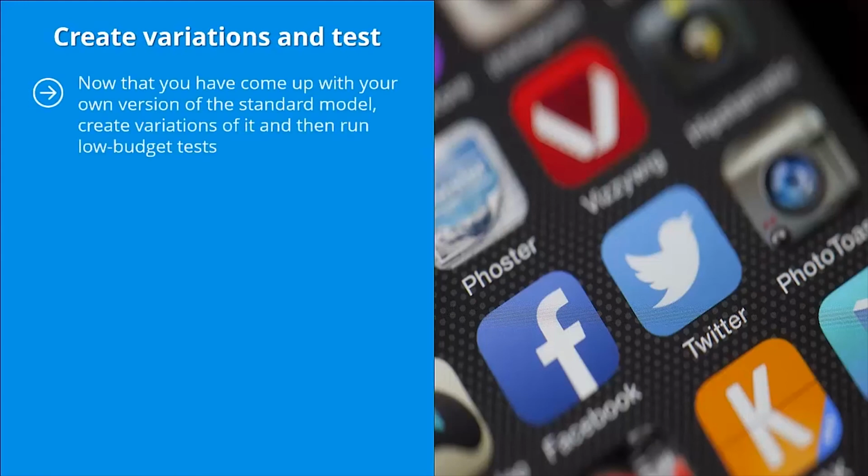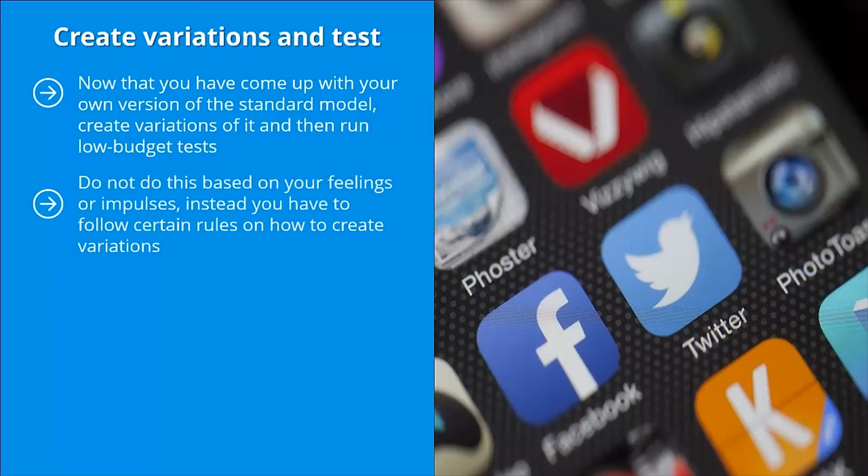Now that you have come up with your own version of the standard model, create variations of it and then run low-budget tests. Do not do this randomly. Do not do this based on your feelings or impulses. Instead, you have to follow certain rules on how to create variations. Otherwise, you wouldn't know which part of the ad accounts for its greater success. I've seen this happen many times.